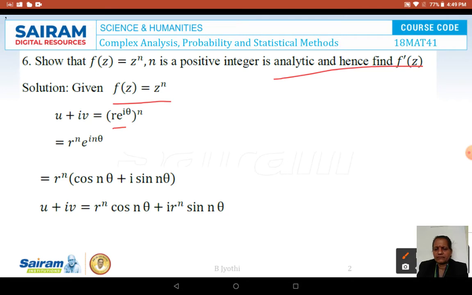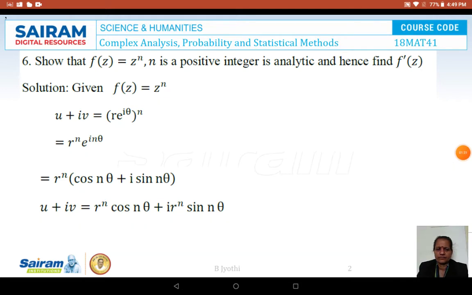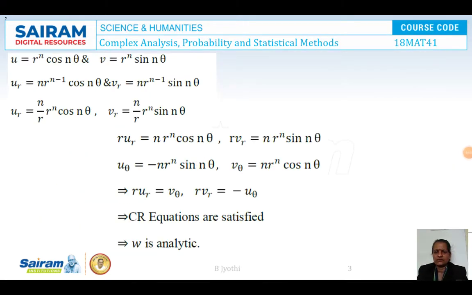Now when we simplify this, r power n into e power i n theta, where e power i n theta can be written as cos n theta plus i sin n theta. What do we get here? u plus iv will be equal to r power n cos n theta plus i r power n into sin n theta, we get it. Therefore, this u part is r power n cos n theta and v is r power n sin n theta. This is what we have written here.